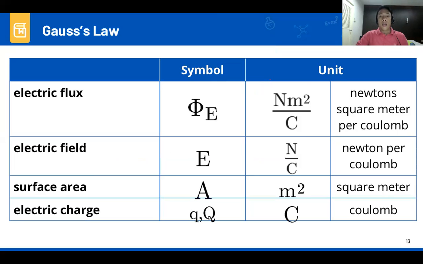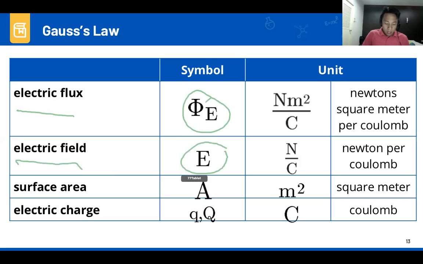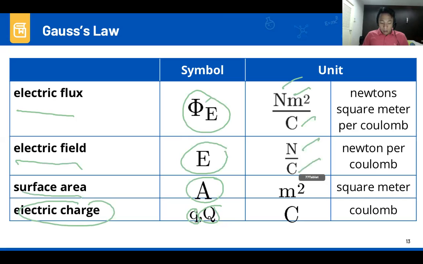Okay, so we have here the electric flux. This will be the symbol for electric flux. Electric field is the big letter E. The surface area is the big letter A. Electric charge is small q or big Q, the charges we mentioned kanina. The unit of electric flux is Newton meter squared per coulomb. Electric field is Newton per coulomb. And then surface area is meter squared, and the charge, of course, is only the coulomb. We'll just review this because we already know those.